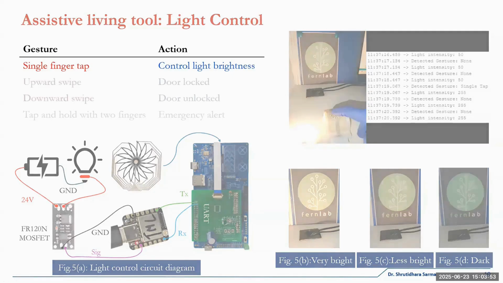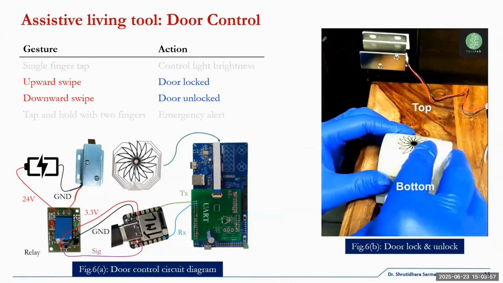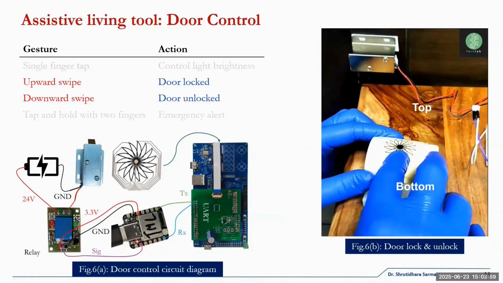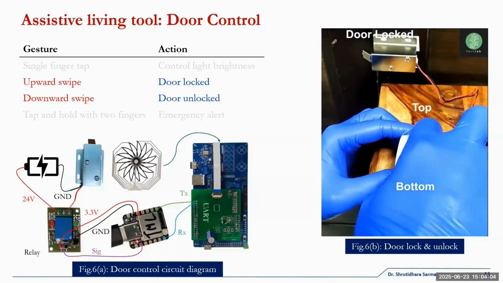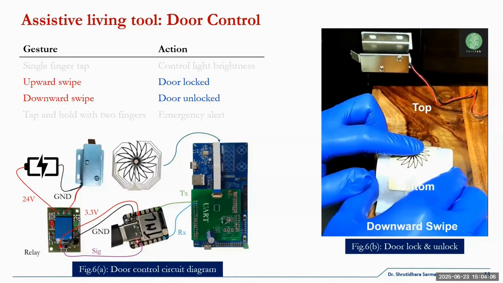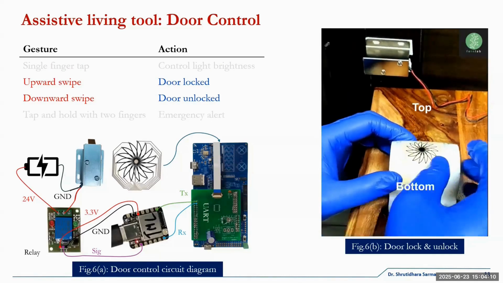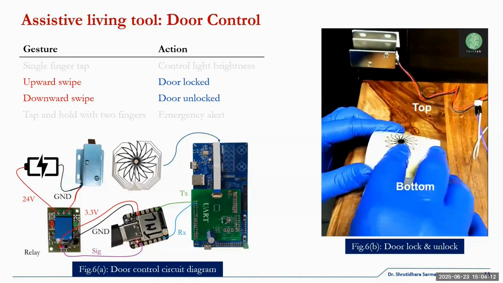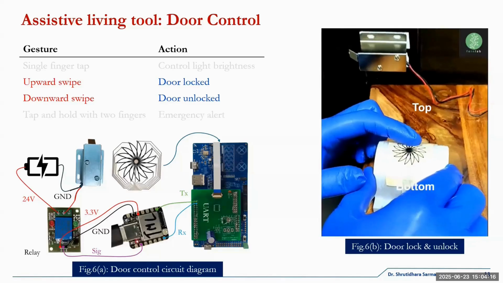The second tool is controlling the door. Here we have used the solenoid lock. You can see here, if you make an upward swipe, just like the person is doing there, then the latch just comes out and it locks the door. And if you make a downward swipe, then the system detects the gesture, and it unlocks the door because the latch just goes in. And that is done using this relay module here.